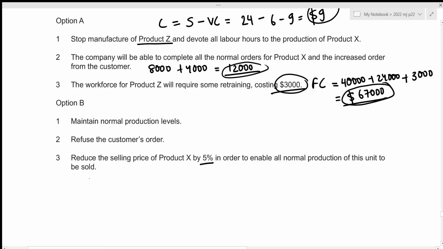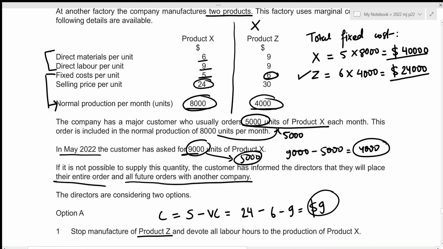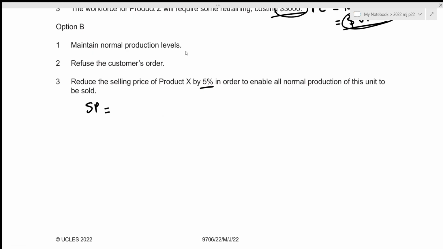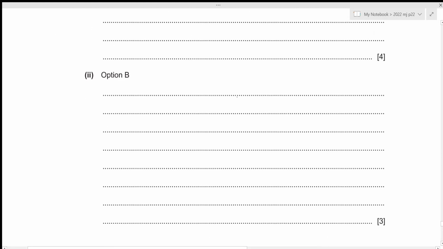So in order to figure out the new selling price for product X, we just need to reduce our existing selling price by 5%. We can see above that our existing selling price per unit was 24. So now we will be reducing it with 5%. So that's going to be 24 times 1 minus 5%. Since we're reducing it, we can write our 5% as 0.05. This gives the new selling price for product X to be 24 times 1 minus 0.05, which results in the value of 22.8.